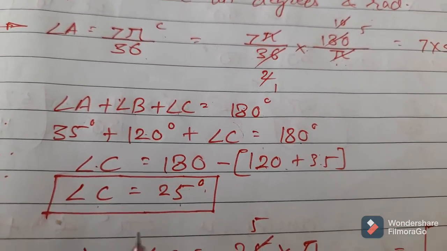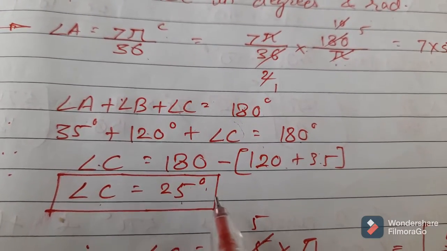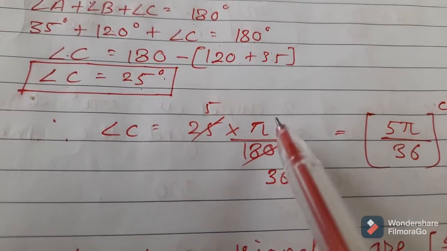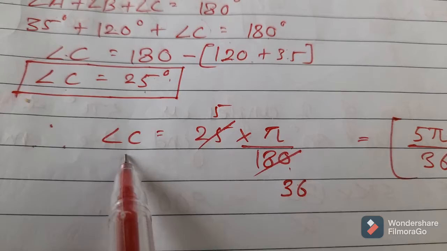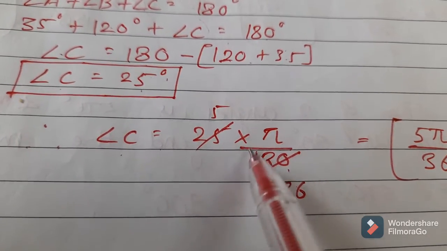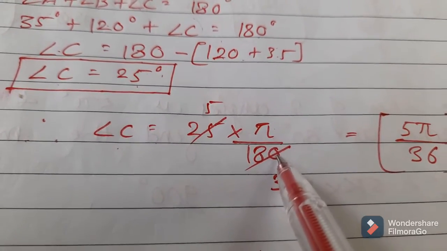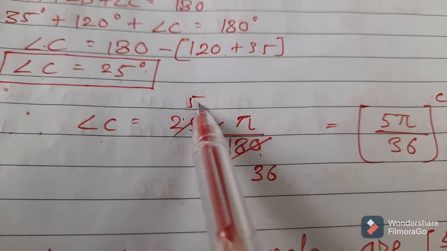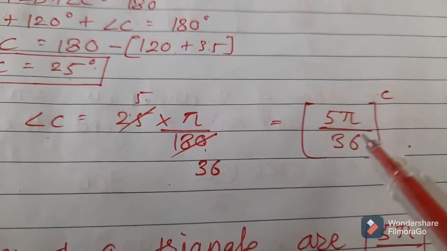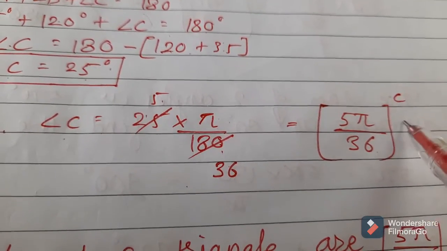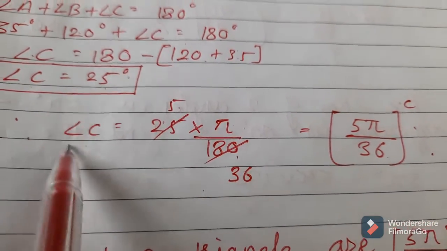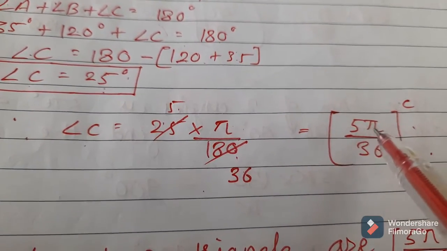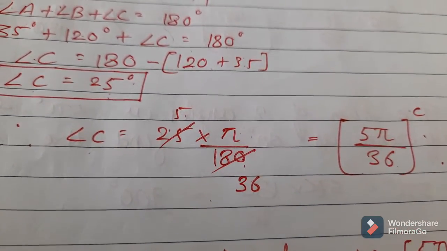Now they have also asked us the measure in radians. So to convert the degrees into radians, we multiply it by pi by 180. So angle C is equal to 25 into pi by 180 radians, that is 25 and 180, we are dividing it here. It is 5 into pi upon 36, that is 5 pi by 36 radians. So angle C, which is 25 in degree measure, is 5 pi by 36 radians.